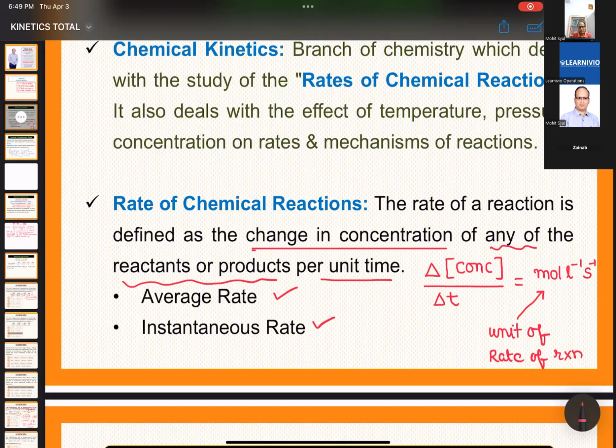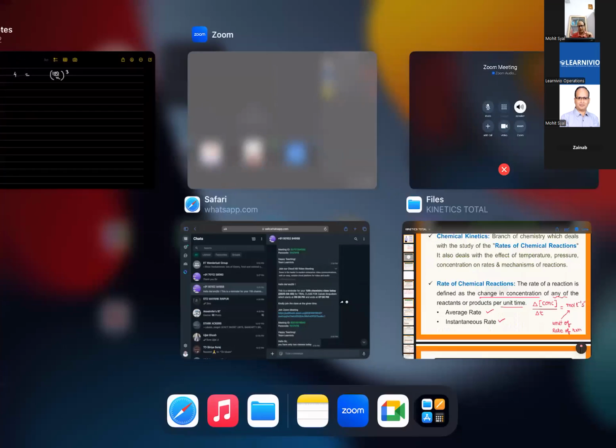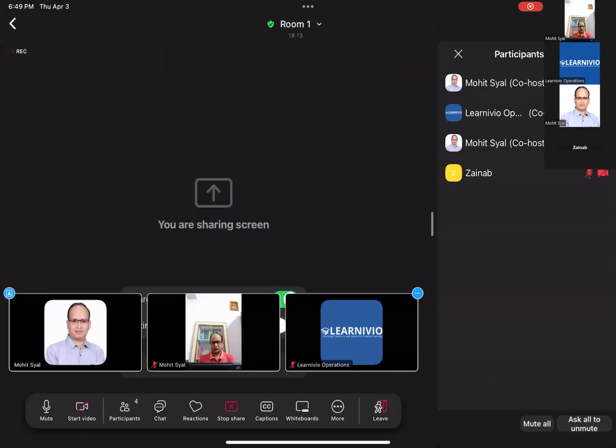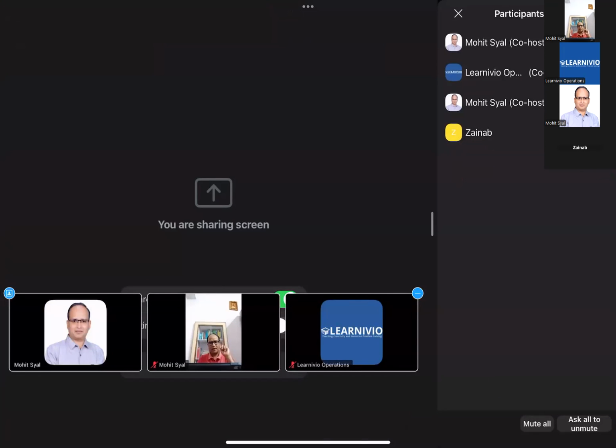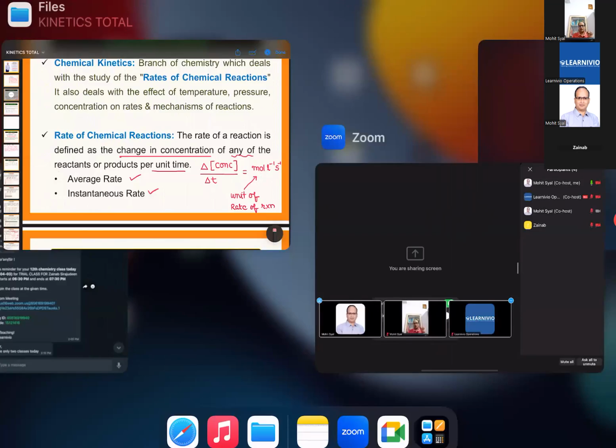The rate can be average or instantaneous. What do you mean by average and instantaneous? Instantaneous means the reaction is measured at an infinitesimally small instant of time. Yes, exactly. If you are talking about the average rate, you are measuring over a certain time interval. Average rate is measured between two times, like 5 to 10 minutes. That is the average rate of reaction.